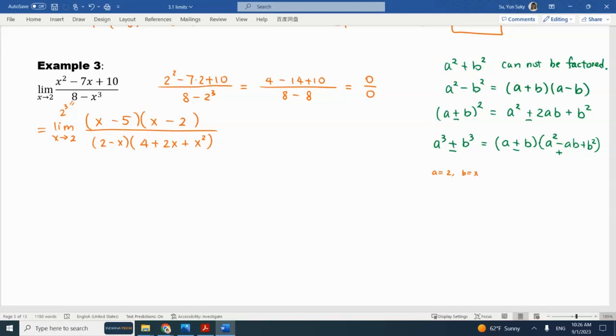Right, everybody? Do you see the bad guy? X minus 2 is the bad guy. It makes the numerator and denominator 0. But do you see this is x minus 2? This is 2 minus x. They're not exactly the same, right? Do you know that if you want to switch them, you will get a minus sign in front of it? Do you all know that?